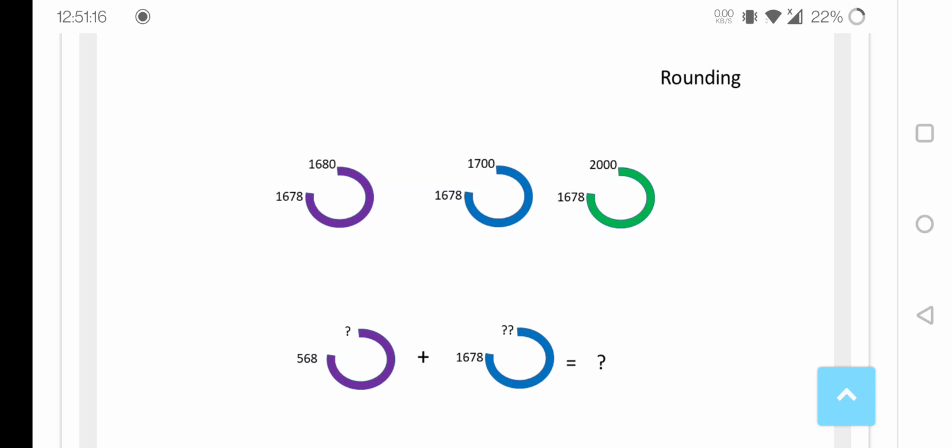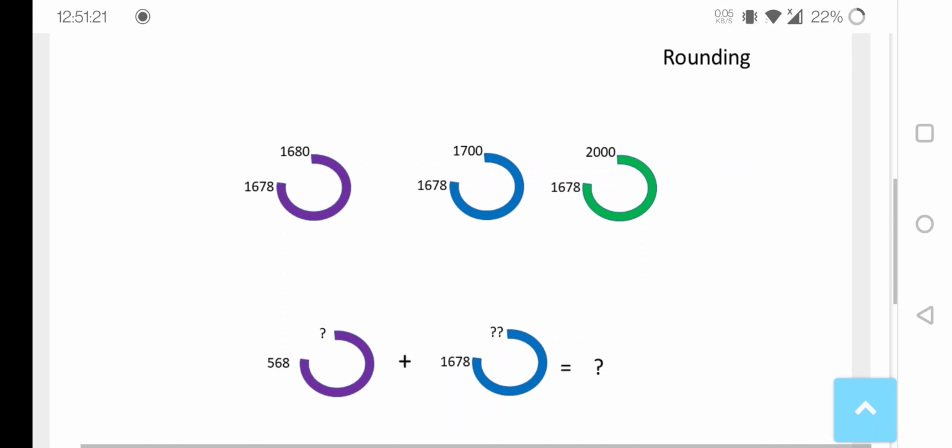In this reverse, you can observe that this violet color 678, when you round it to the nearest ten, 1680, so 78 becomes 80. And if it is the blue color, 1678 becomes 1700, meaning rounding up to 100.